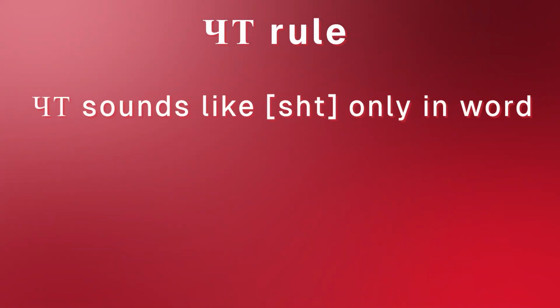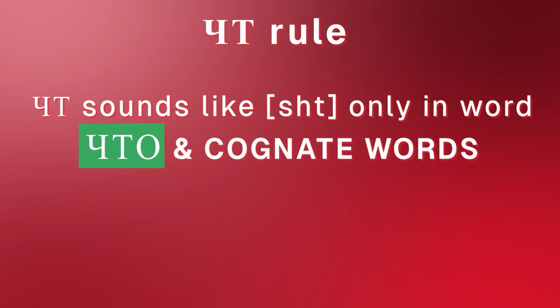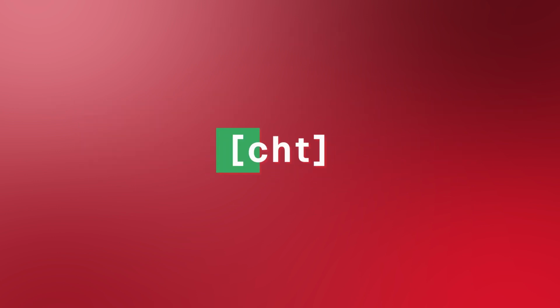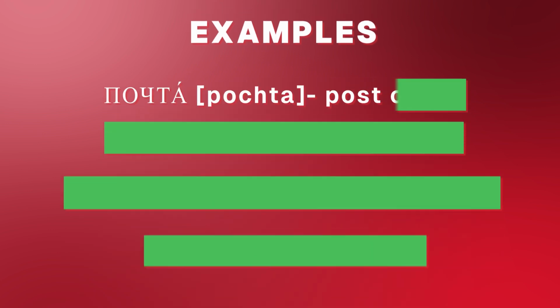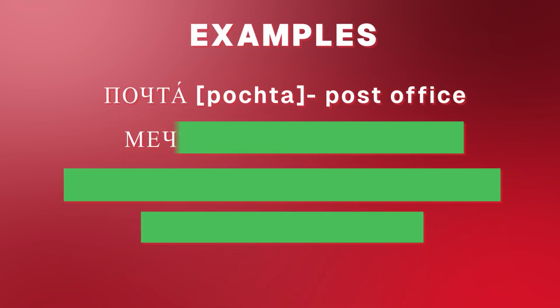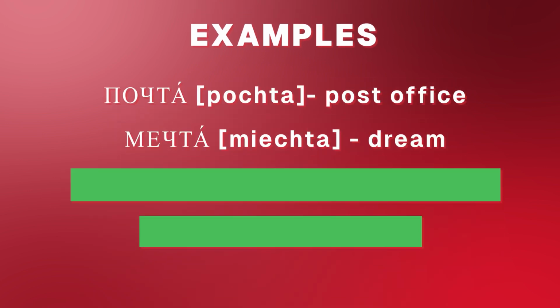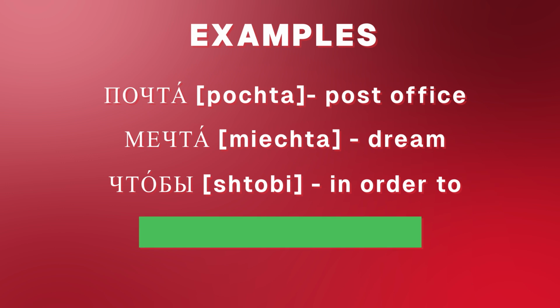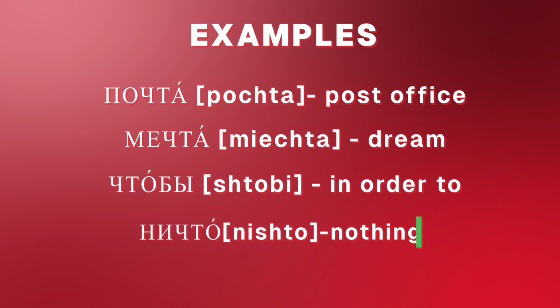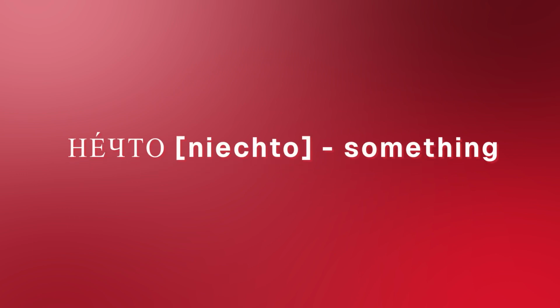Also, it's important to mention the чт rule. Чт sounds like шт only in word что and cognate words. In other words, it's што, почта, post office, мечта, dream. Чтобы, in order to, ничто, nothing. The only exception to the rule is word нечто, something.